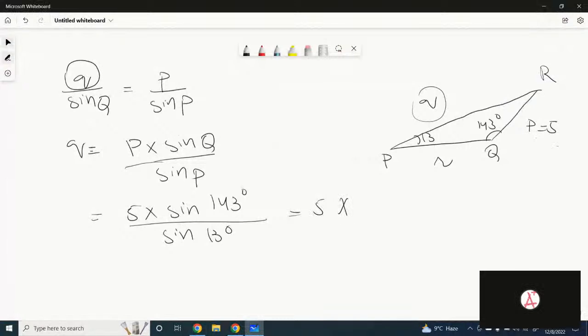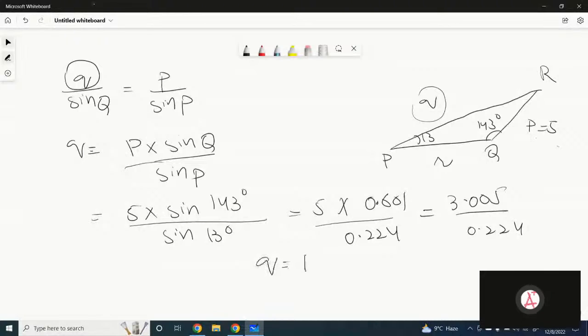Let me do sine 143. Sine of 143 is 0.601, divided by sine of angle 13, that is 0.224. So you have to do 5 times 0.601, which is 3.005, divided by 0.224. That is 13 point something. So that means the value of q is 13.4.